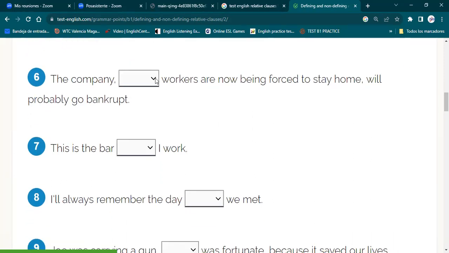Guido, the company workers are now being forced to stay home, will probably go bankrupt. To go bankrupt, ir a la quiebra. Okay? The company whose workers, which worker, or that workers. The workers are at the company. Which?